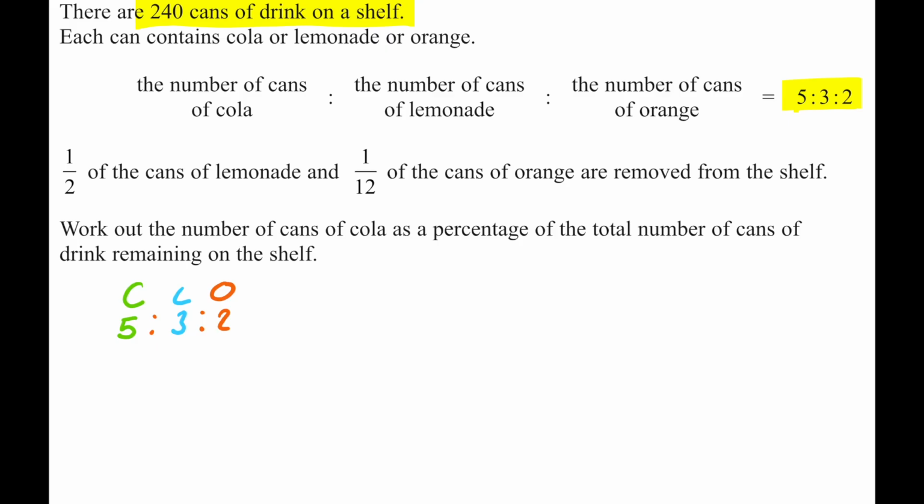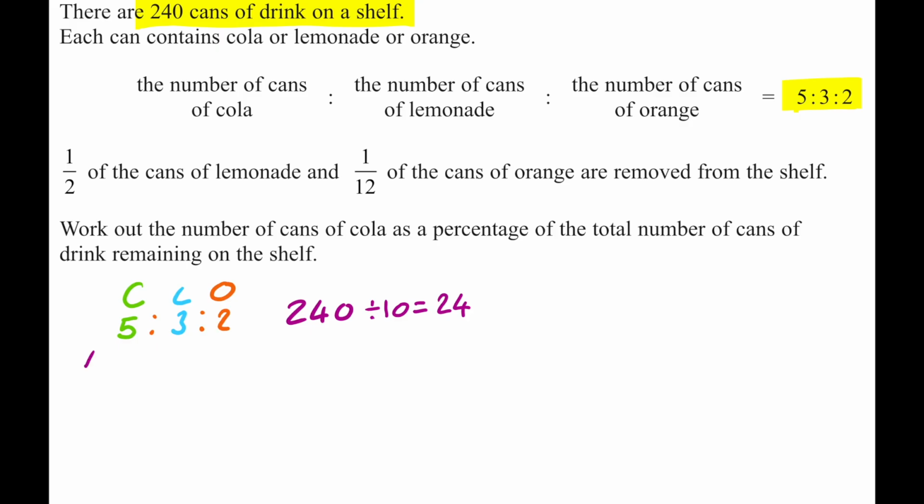So we're going to do the 240, and we're going to divide that by the total number of parts. And we find the total number of parts by adding all of them up in the ratio. So 5 plus 3 gives you 8, plus 2 then gives you 10. So we're going to do 240 divided by 10, which gives you 24. And that tells you each part in this ratio is then 24.